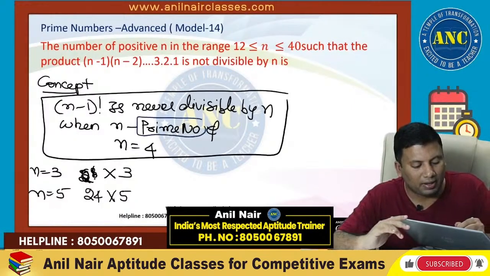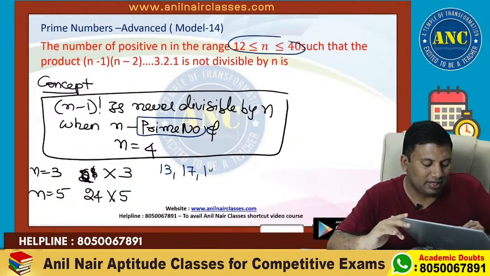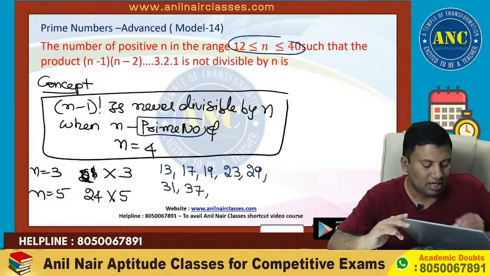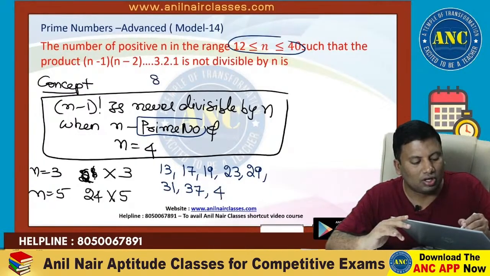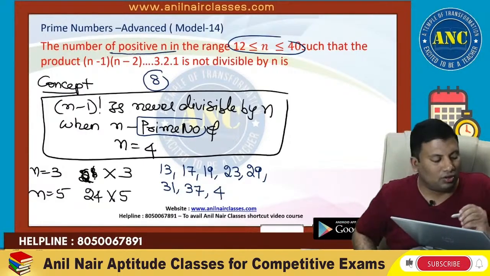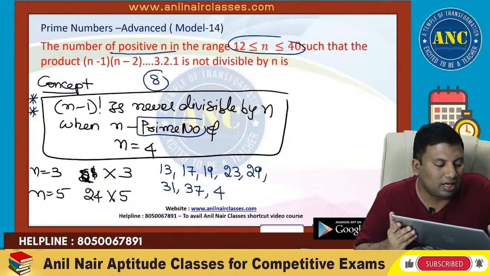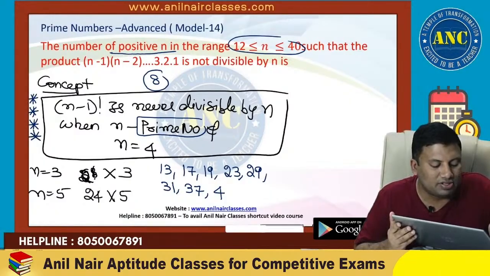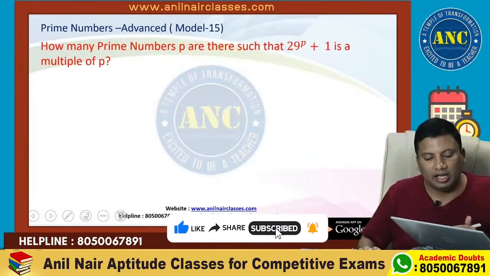What are all the prime numbers from 12 to 40 possible? 13 is a prime number, 17, 19, 23, 29, 31, 37 and n equivalent to 4. 1, 2, 3, 4, 5, 6, 7, 8. Total 8 values n can take such that n minus 1 factorial is never divisible by n. Previous year CAT question, sir.